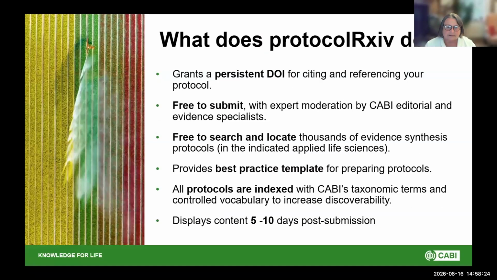At a practical level, Protocol Archive grants a persistent DOI. It provides free submission and free searching. It offers a best practice template for researchers preparing new protocols. Importantly, we really carefully moderate all submissions and content that's included. And we index all protocols using our CABI thesaurus and controlled vocabulary and taxonomic terms so that discoverability is structured and predictable. Roughly, it takes about 5 to 10 days for submitted protocols to appear on the site.